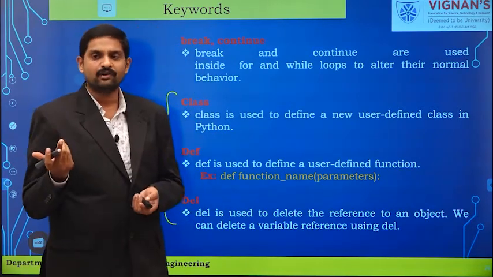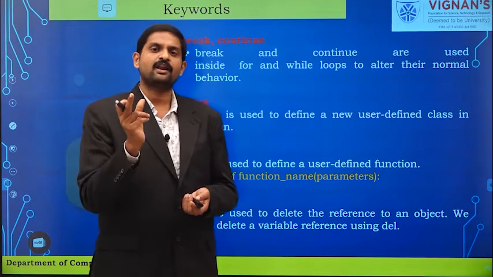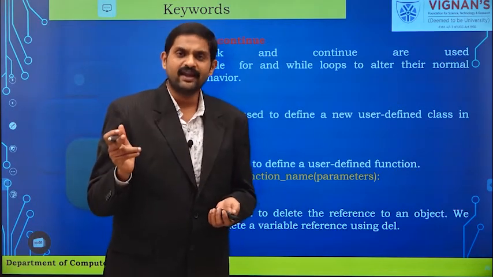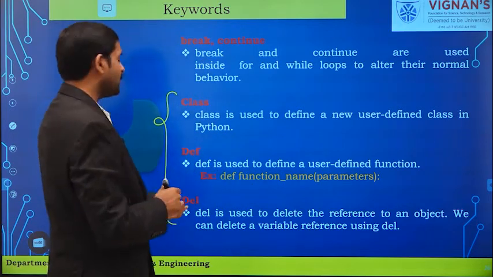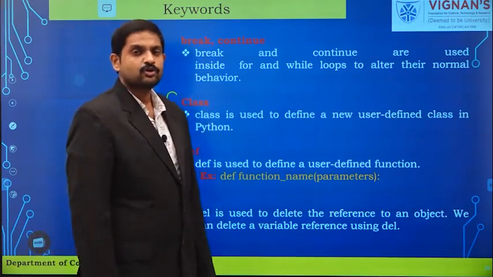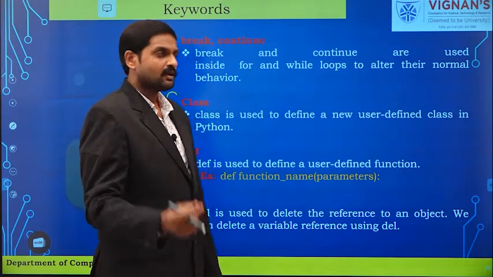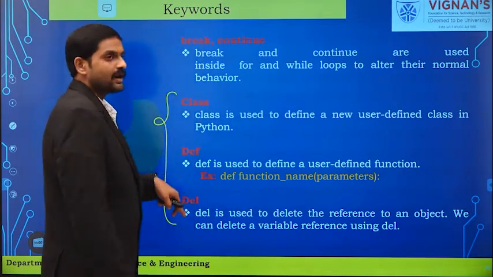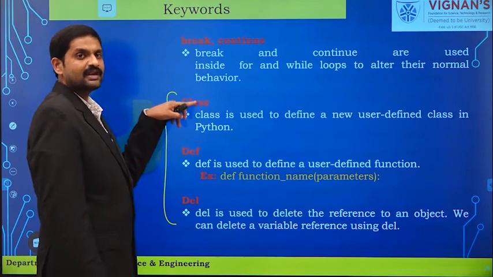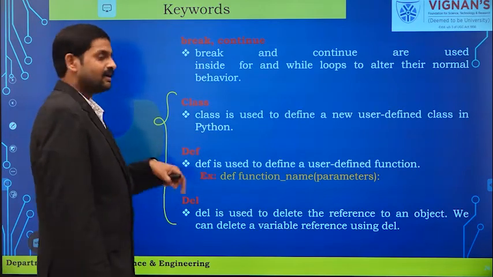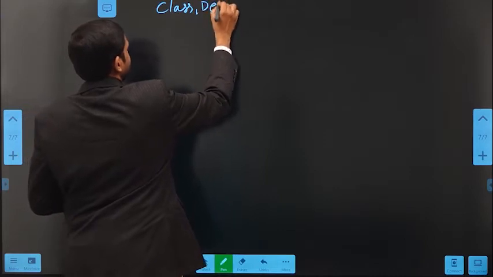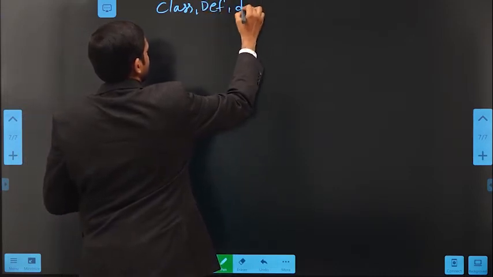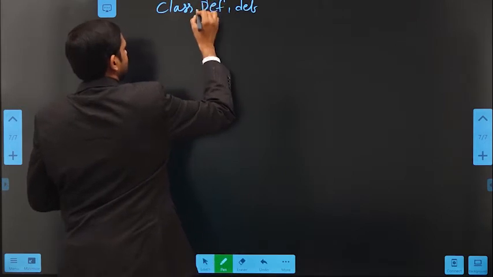Whenever you don't want to avail the services of a particular object, you can delete such objects by using the keyword del. Okay, I will show a small example or else the common program on these three keywords, class, def and del.